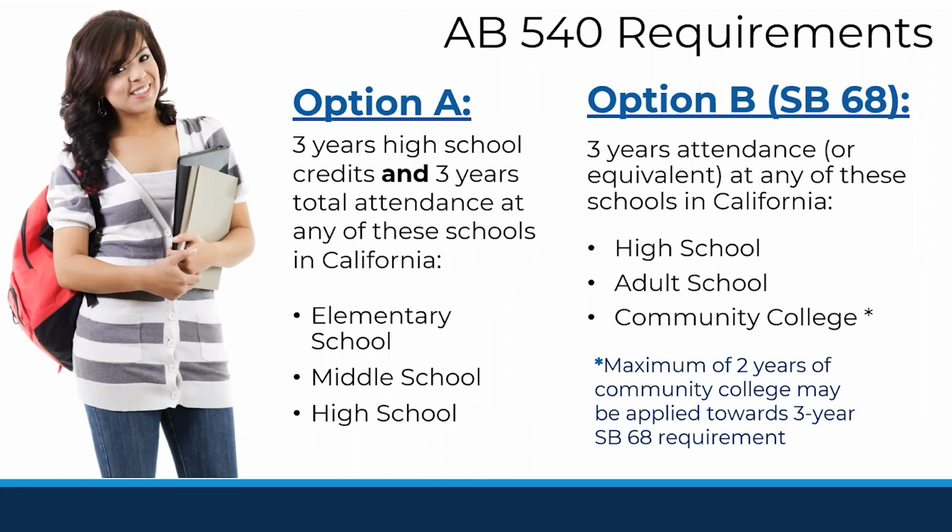Sometimes students come in and out of the state. Option B expands the parameters for eligibility. Option B basically states that you don't necessarily have to have graduated from a California high school, and you don't necessarily have to have the full 3 years in a California high school. You can, through a combination of attendance at other institutions, make up the difference and go to an adult school or a community college, for up to 2 years to make up the difference, and then potentially be eligible for AB 540.